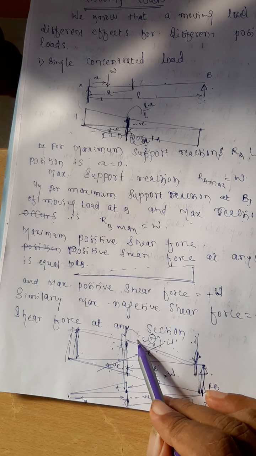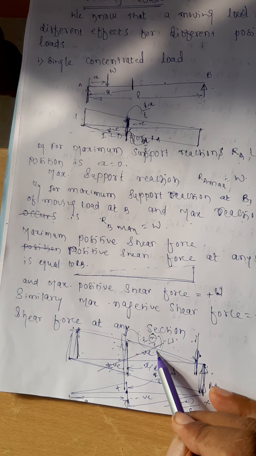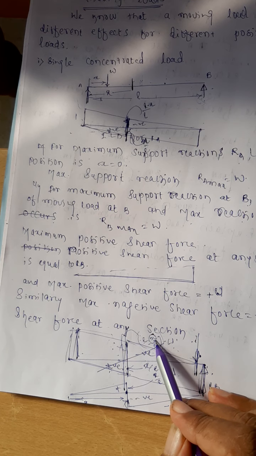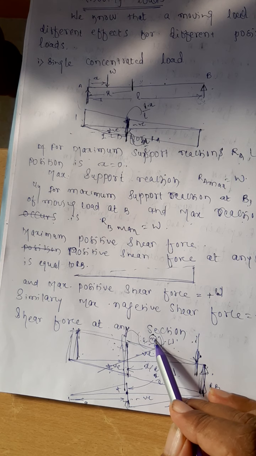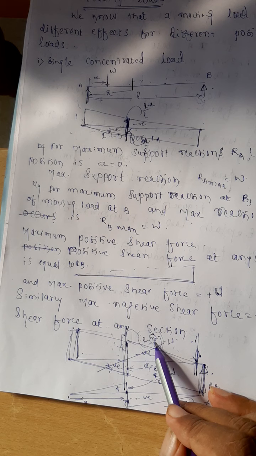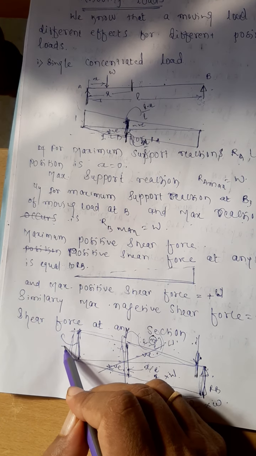We want this particular quantity to be maximum: (L minus X) divided by L. I want it to be maximum. When is it possible? When X is minimum. What is the minimum value of X? It is nothing but 0, or approximately just crossing the point A, support A. At that time the maximum shear force occurs here.